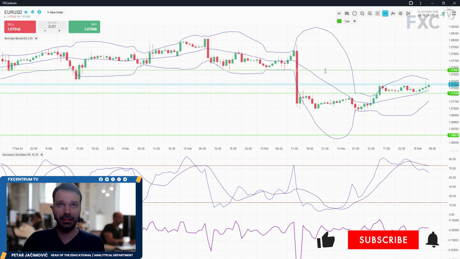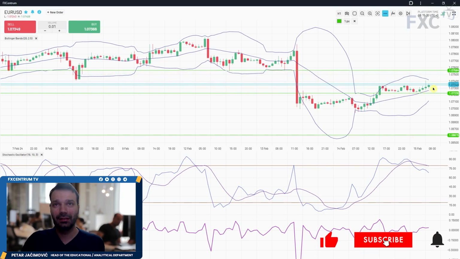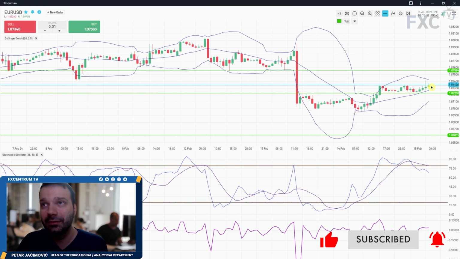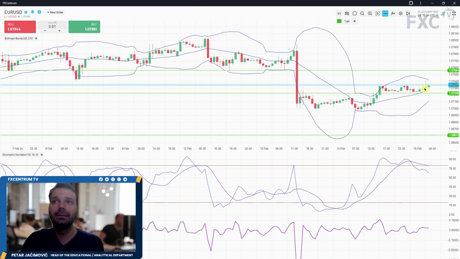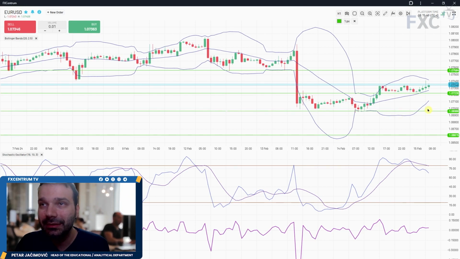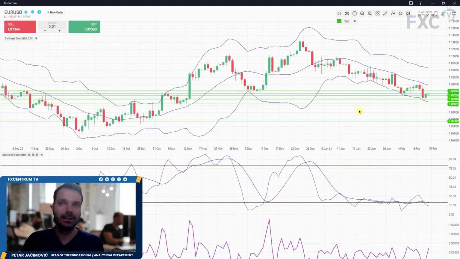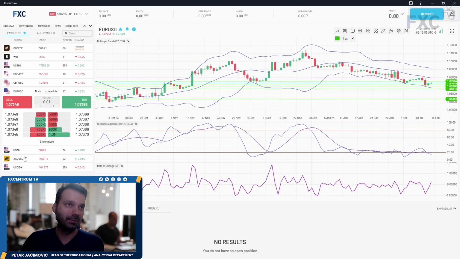And from my perspective, as long as the euro can trade and hold below 1.0755, 58, there is more chance for another downside swing to develop, and potentially to retest the support area or the swing lows around the 1.0700 mark. So far, we just have the consolidation and very tight price action this morning.